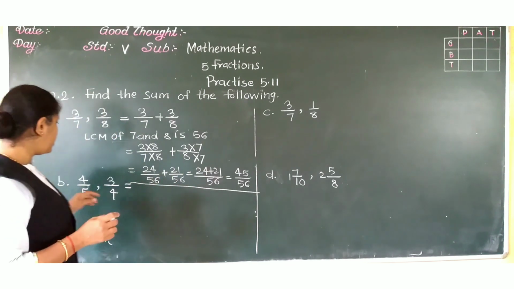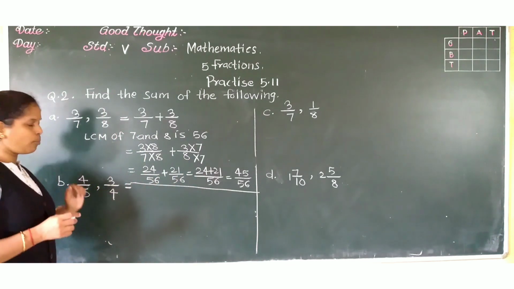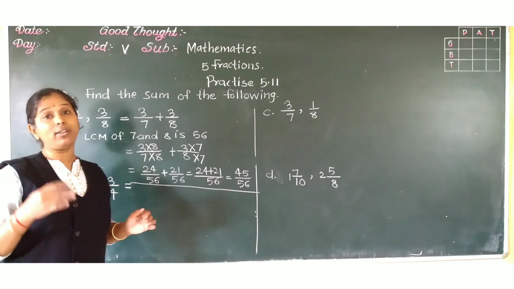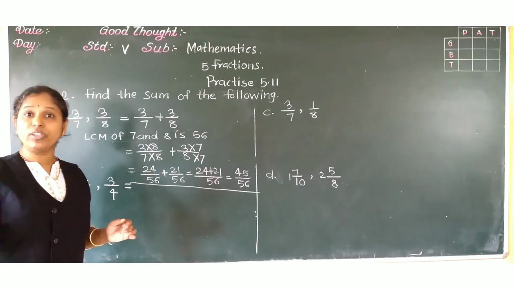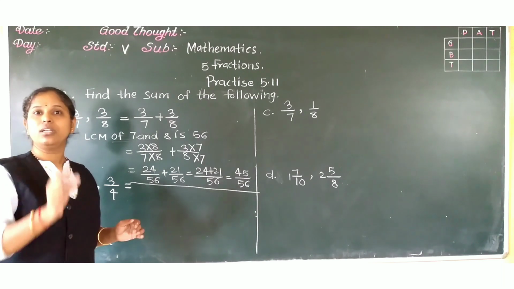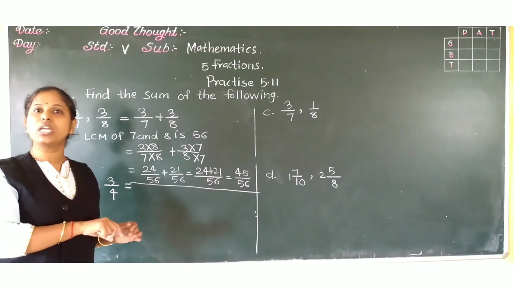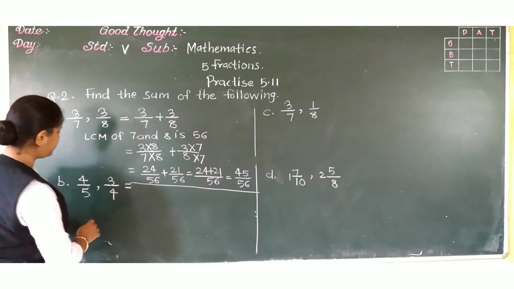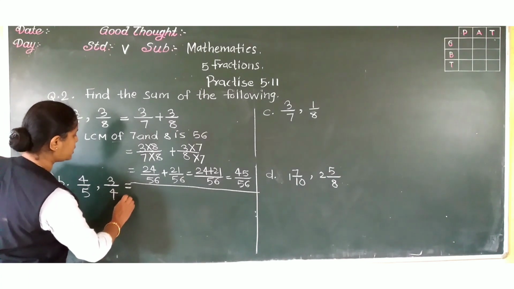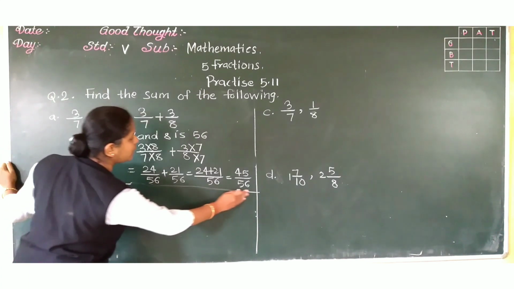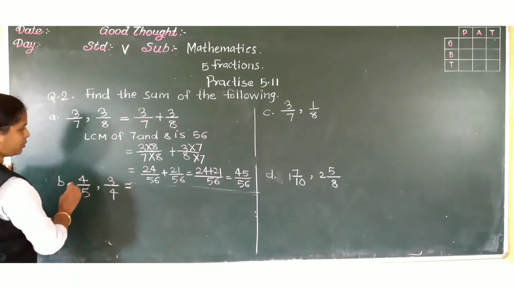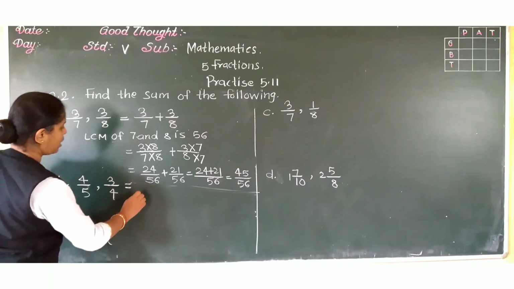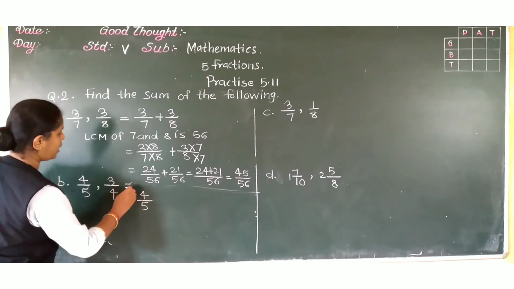Okay? Same method. Now see here 4 upon 5, 3 upon 4. Now what will be the LCM of 5 and 4? In 4's table and 5's table, which number comes first? 4 5s are 20, 5 4s are 20. Correct? So LCM we have to write first in this way. Better. See, I will write it 4 upon 5.